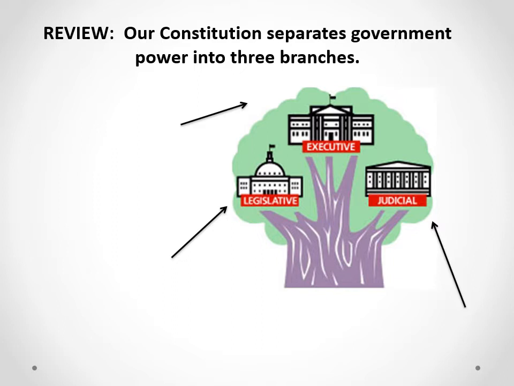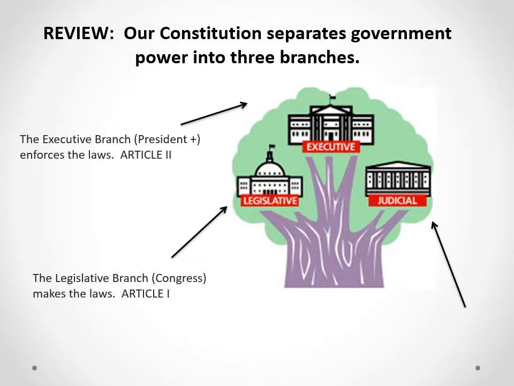We've discussed this at length. Our founders were maniacal about separation of powers. The legislative branch is discussed in Article 1 of the Constitution. The founders viewed Congress as the most important branch of government, and spent a lot of time discussing how Congress is supposed to be set up. And then we talked about the executive branch, the president, discussed in Article 2 of the Constitution. And now we turn to Article 3 of the Constitution, the judicial branch, responsible for interpreting and applying the laws in individual cases.